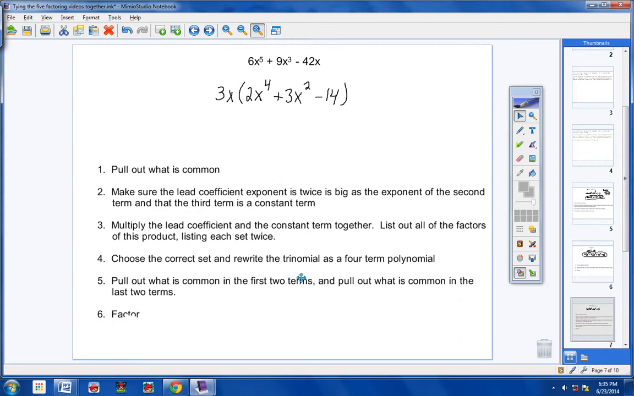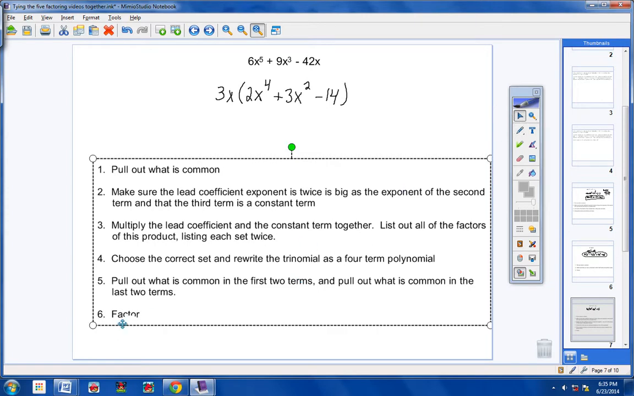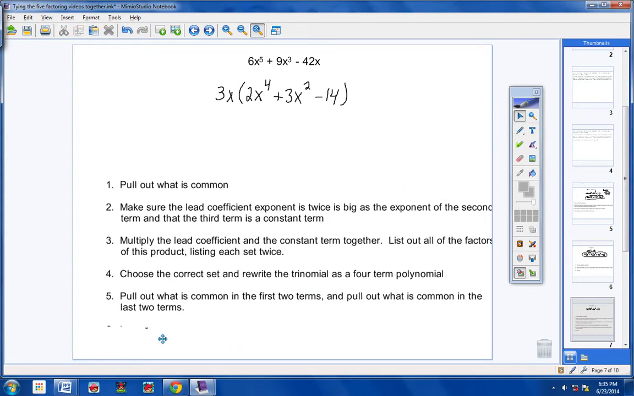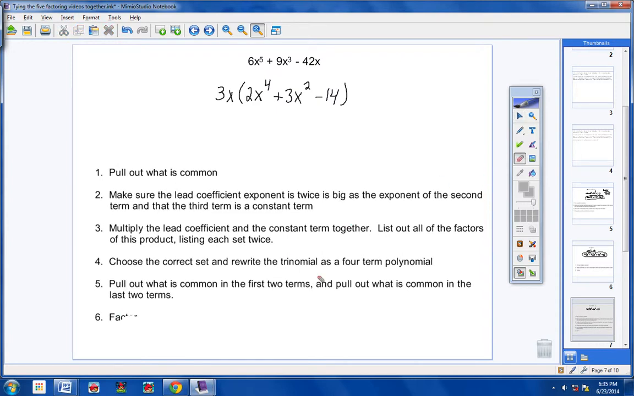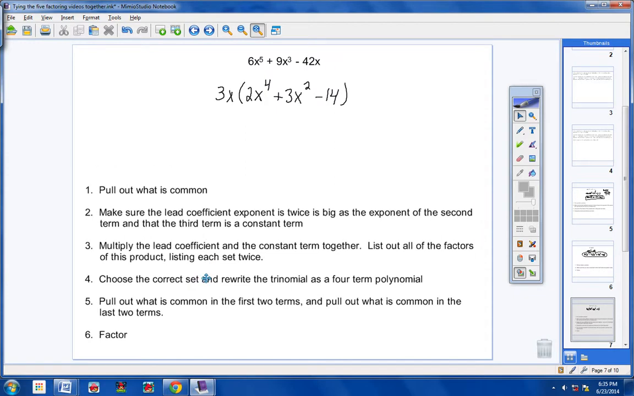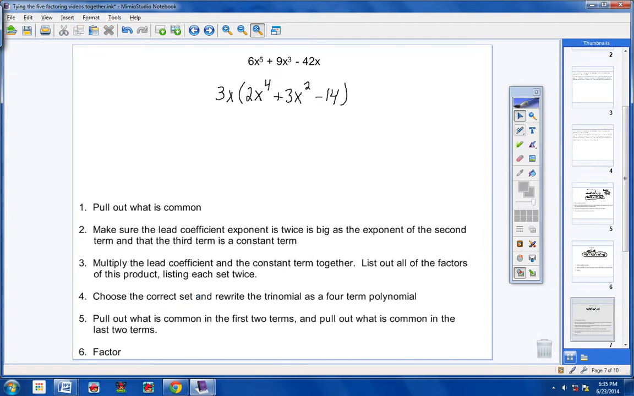So here we go. Alright, pull out what's common. We did that. Make sure the lead coefficient exponent is twice as big as this exponent, and it is. Make sure you have a constant term right here, and we do. I'm going to put a check mark here, a check mark here.